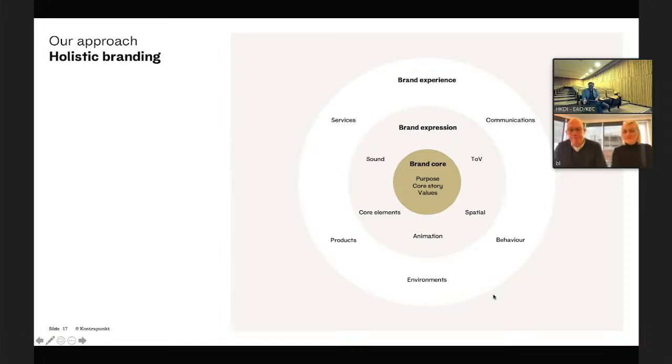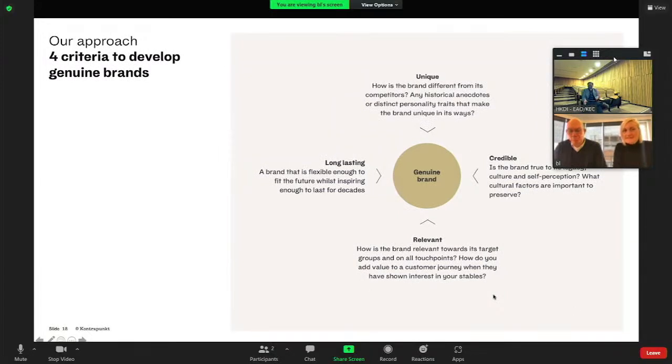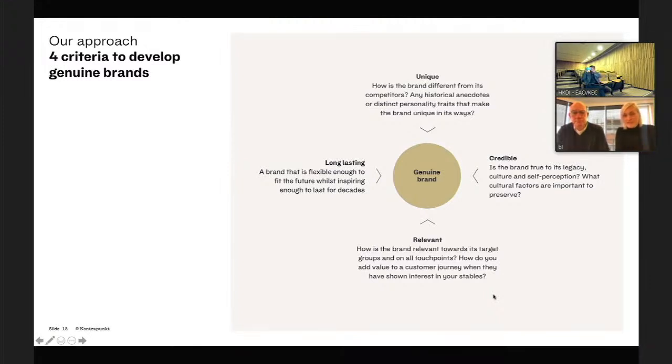Another model that we have developed is these four criteria for developing what we call genuine brands. When we talk about genuine brands, we want to make sure that a brand and what we do, thinking about the model you saw before, so all the layers that we work with, have to live up to this. That's something we have in mind all the way through the process.